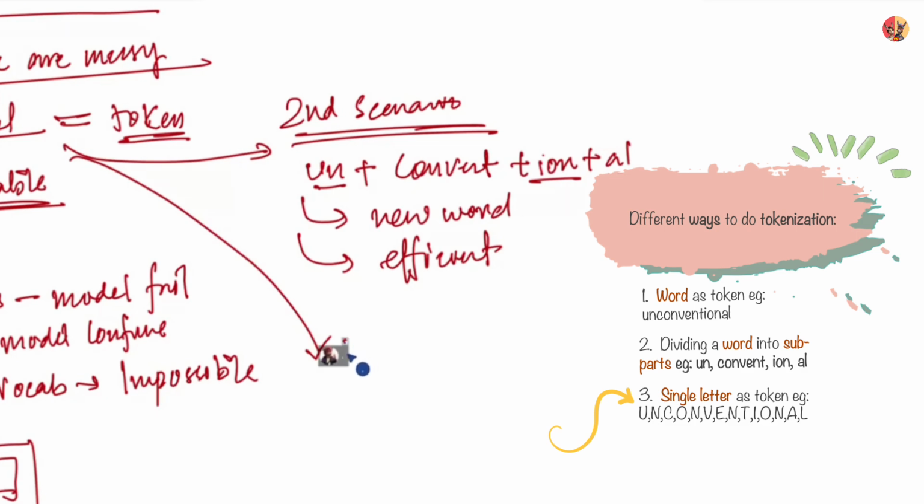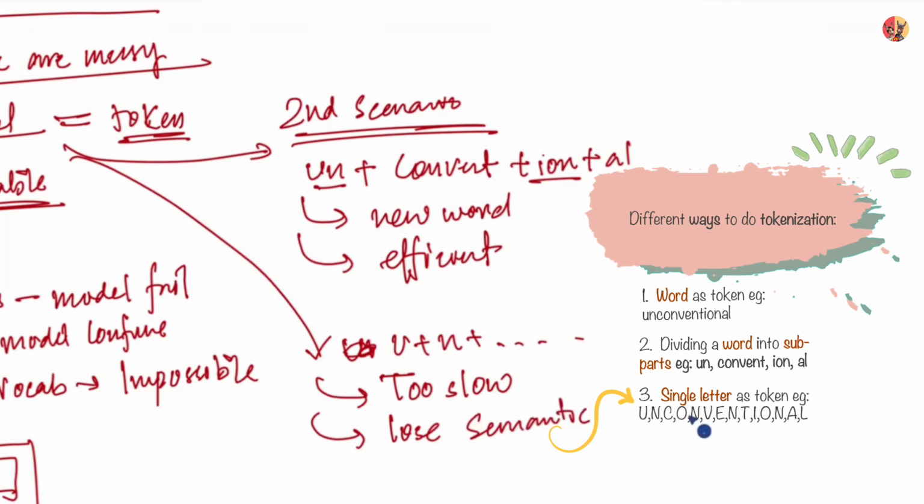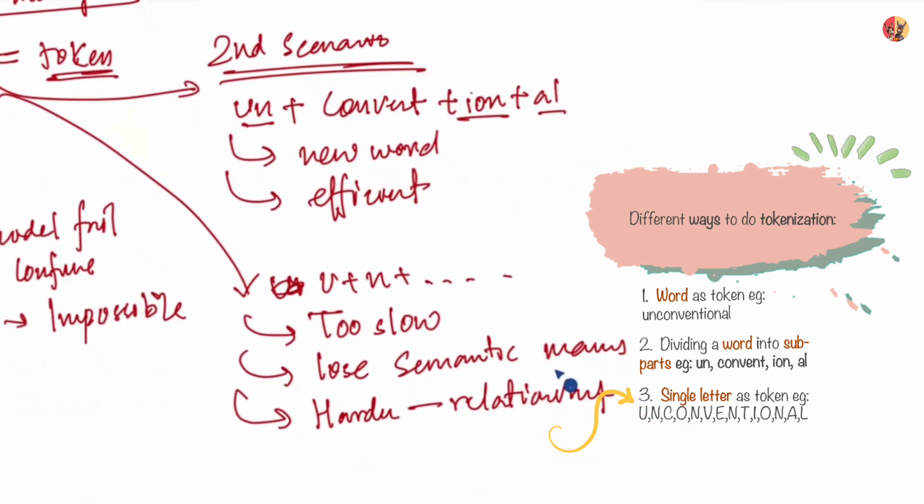So what if it's word by word, or rather character by character? Let's say for unconventional, it's u, n, and so on. Every character is treated as a token, which means effectively it's too slow. It will also lose its semantic meaning, and it's very hard for the model to learn relationships. For example, in the earlier scenario, it knows that un is related to convent and in is also related to some others.